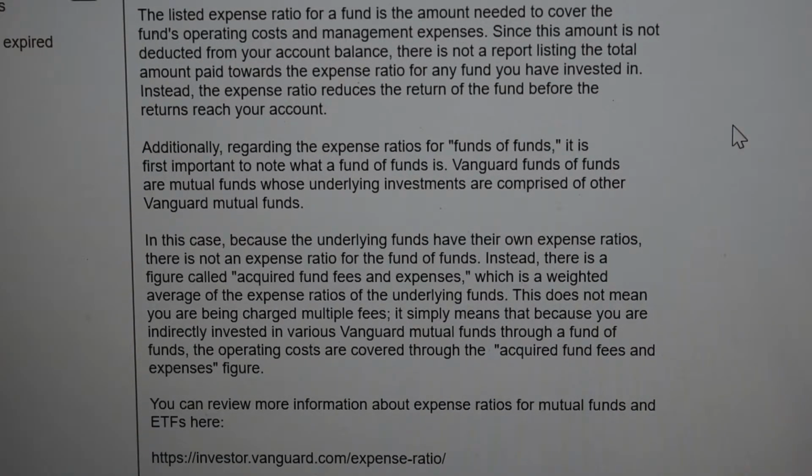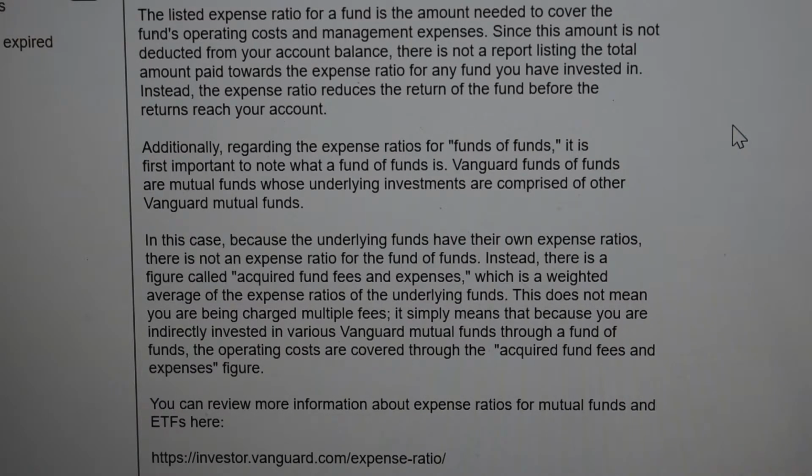Additionally, regarding the expense ratios for funds of funds, it is first important to note what a fund of funds is. Vanguard funds of funds are mutual funds whose underlying investments are comprised of other Vanguard mutual funds. Yes, got that. In this case, because the underlying funds have their own expense ratios, there is not an expense ratio for the fund of funds. Instead, there is a figure called acquired fund fees and expenses, which is a weighted average of the expense ratios of the underlying funds. Okay, confusing.